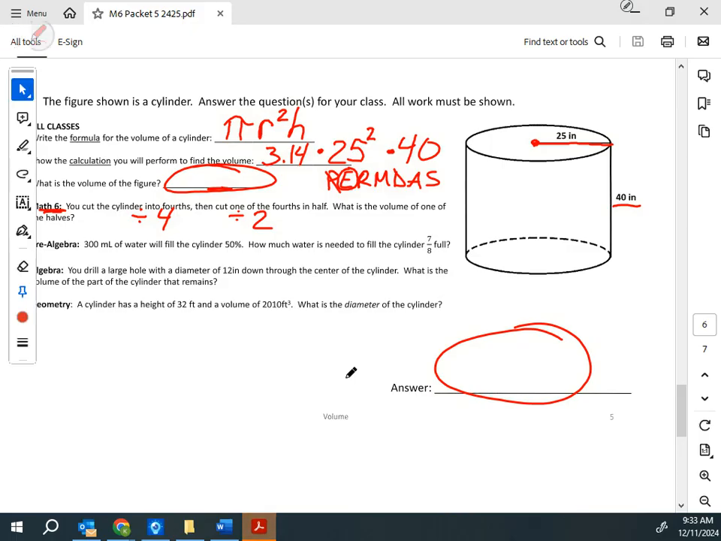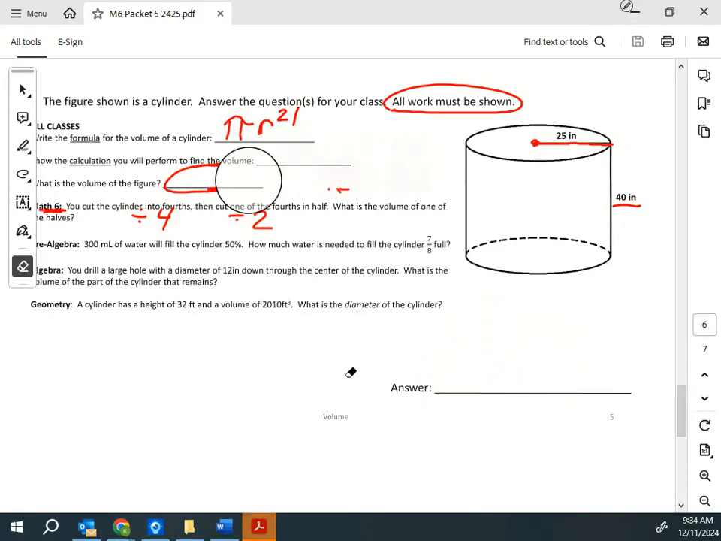Okay? Remember, all work must be shown. I've had some people just write down answers and turn it in. You have to show me what work you're doing. Right? You don't have to actually do the long division on the paper, but you do need to write what math you are putting into your calculator, so I know that you know how to do it. So all work must be shown or we do not get credit.